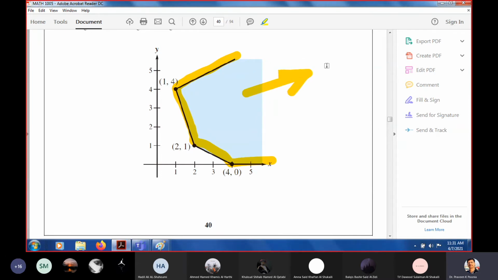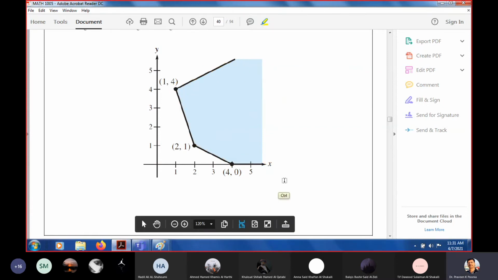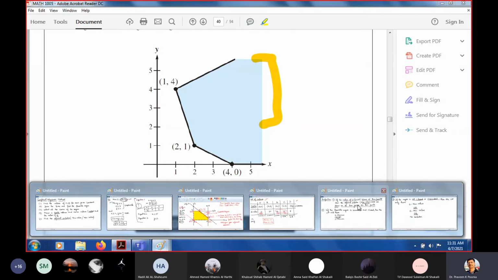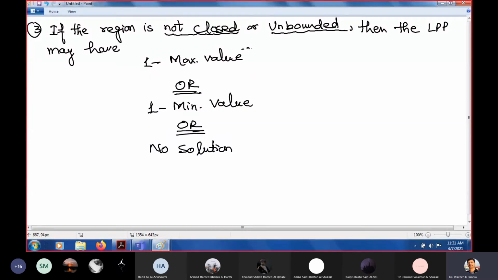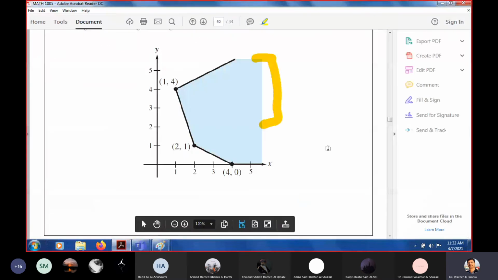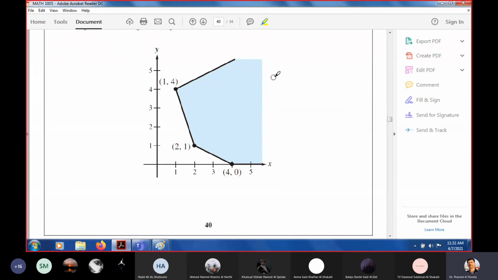Here it is not closed. Here you can see it is open, not closed. So one side it is closed, one side it is open. So in such a case, when it is not closed, it will have either a maximum value or a minimum value, or it may be possible it does not have a solution. Clear? If you try to find a maximum value in this, because there is no corner here, so no maximum.